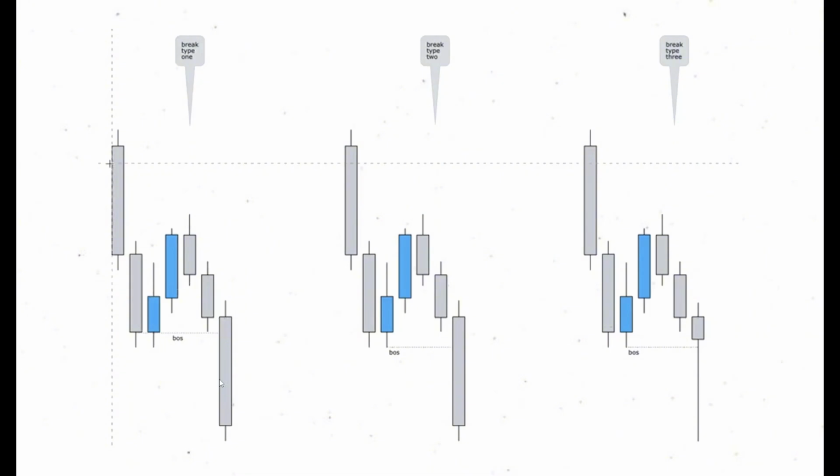The second type, which is what I personally use and the most popular, is a candle body close below the candle's wicks. The third and final type is a candle wick close below the candle wicks. In my own experience, this type is the least reliable out of the three, as it does not really show us any true break of structure.